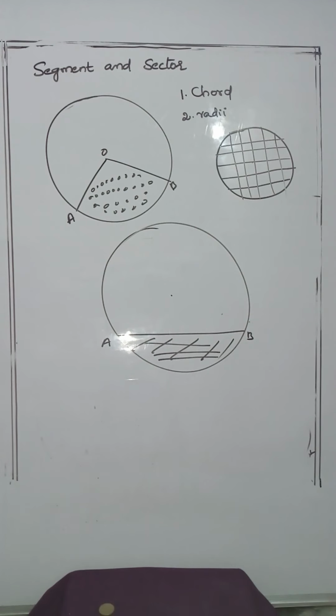The chord will divide the circle into two parts, but one part will be more and one part will be less. But that does not happen with the diameter of the circle. The diameter will divide the circle into two equal parts. That's the reason it is called a semicircle. Understand this.